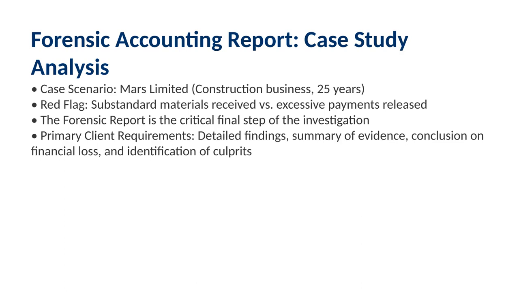The core of this question asks us, what broad areas of information must be included in the final forensic report? When you write this in your exam, follow this exact structure to score maximum marks. First, start with the fundamental concept. Explain that issuing the report is the final, critical step of forensic accounting. The investigator must detail any fraudulent activity discovered. Remember, the client is looking for 3 specific things: the findings of the investigation, a summary of the evidence, a clear conclusion on the total financial loss suffered, and the identification of the individuals involved in the fraud.